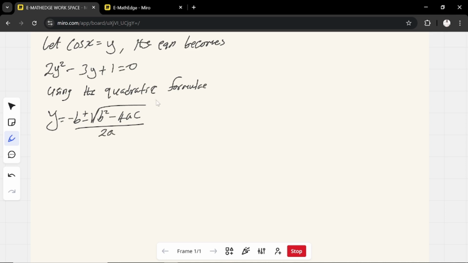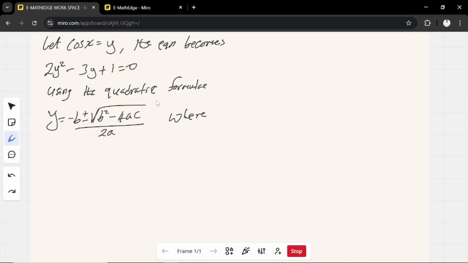Now this is the quadratic formula, and this is the quadratic equation we have: 2y squared minus 3y plus 1 equal to 0. Now we are going to have this set of values a, b, c. Mind you, the first term, which is 2y squared, the coefficient of y squared is going to be the value for a.